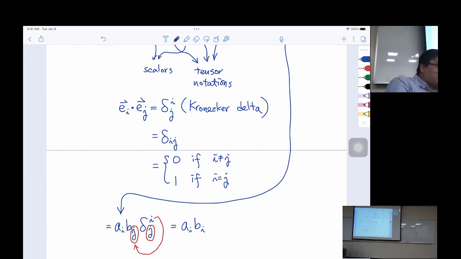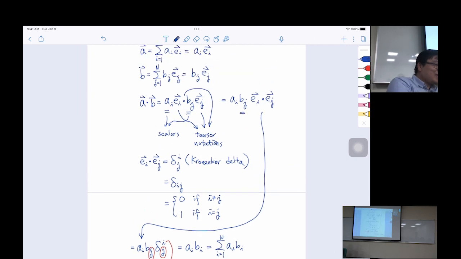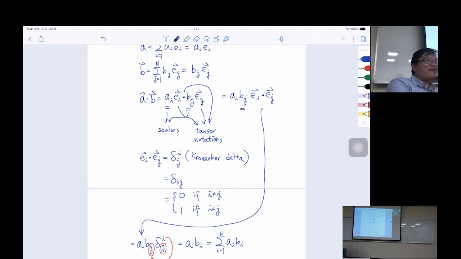And a_i b_i is written in Einstein's notation. If you recover it back to its origin, it's a sum from i to n of a_i b_i. Basically, it's a1 b1 plus a2 b2 plus a_n b_n. That's the dot product, isn't it? And did you find how powerful Einstein's notation is?